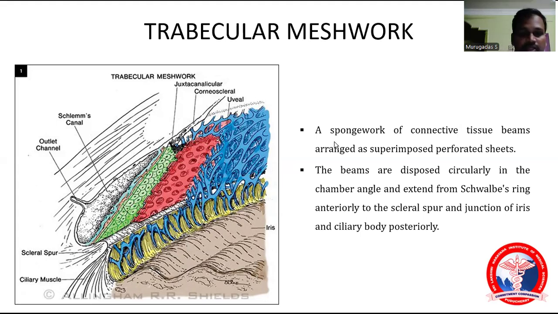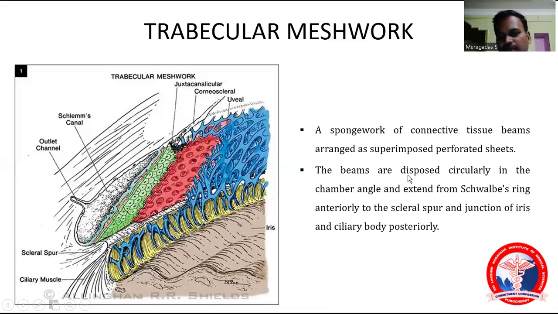You can see this. The blue, red, and green are the three types of sheets with varying pore size, arranged one over the other, that is, superimposed. The maximum pore size is in the uveoscleral meshwork, and lesser than this is the corneoscleral, and then next is the juxtacanalicular.